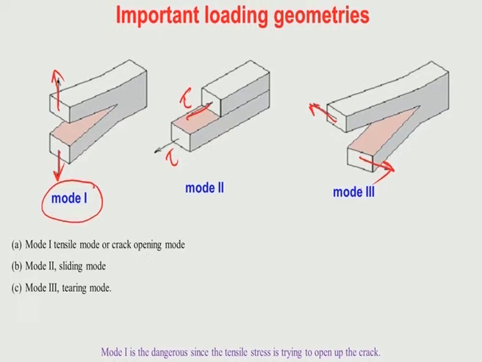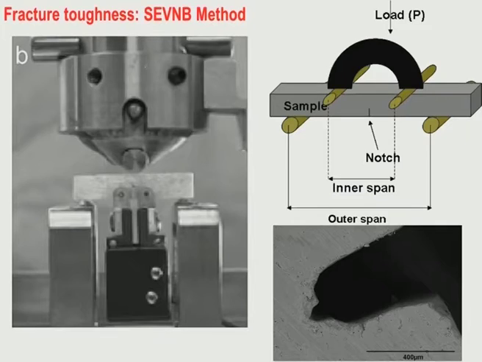Out of these, mode 1 is more dangerous. I put a star here. Why did I put a star? Because mode 1 is the crack opening mode, under tensile stress, so the crack can easily go across the material, leading to fracture. Mode 1 is therefore much more critical, whereas mode 2 is more of a sliding mode. In case of mode 2 and mode 3, the fracture toughness values are not realistic compared to what one can determine experimentally by mode 1.